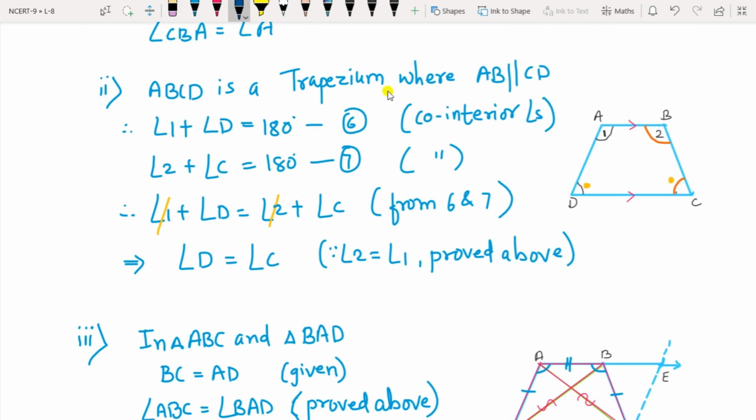The second point is you have to consider that ABCD is a trapezium where AB is parallel to CD. Therefore angle 1 plus angle D is equal to 180, since they are co-interior, and 2 plus C is also equal to 180, that is co-interior angles. So here also the right hand side is equal, so the left hand side will be equal. So you can cancel 1 and 2 since we have proved above that 1 is equal to 2. Therefore angle D will be equal to angle C. So these two angles are equal, that is D equal to angle C. Okay.